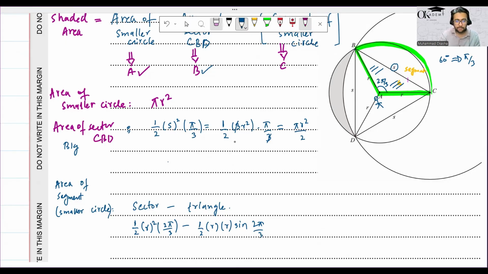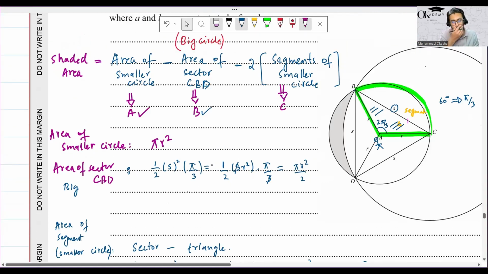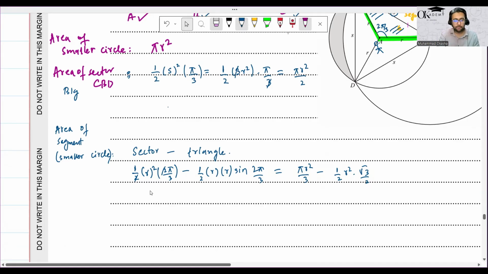Let's simplify this a little before we put everything together. So 2 and 2 will cancel out, and I'll have pi r squared divided by 3 minus sine 2 pi by 3, which is square root 3 by 2. So that's what we have so far. As far as the working is concerned, we're done. We only have to do the addition now because we're done with this one as well. Okay, we worked out the segment of the smaller circle as well. Let's put everything together, shall we?